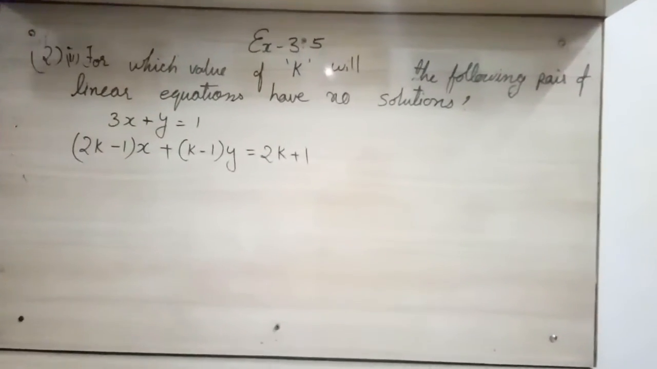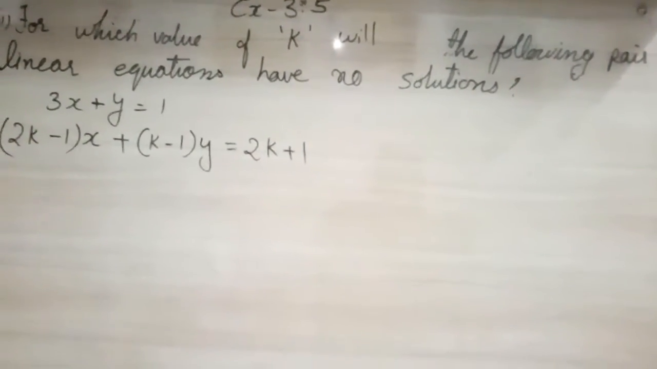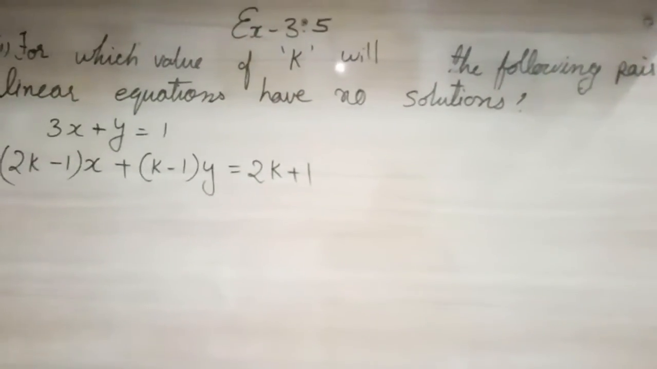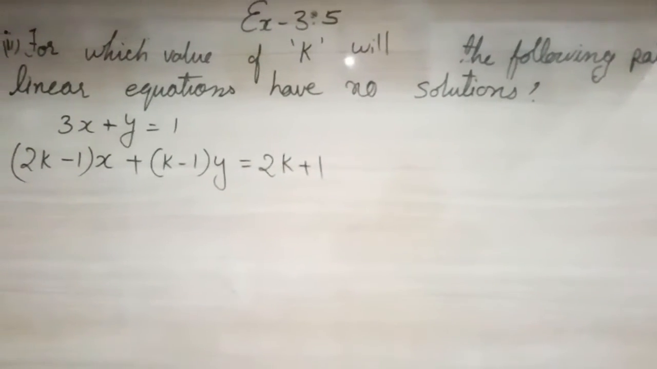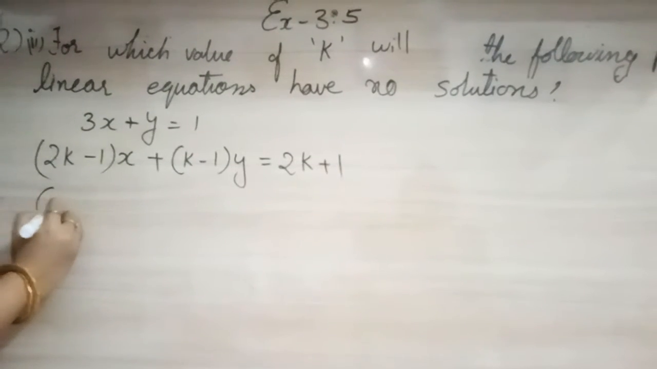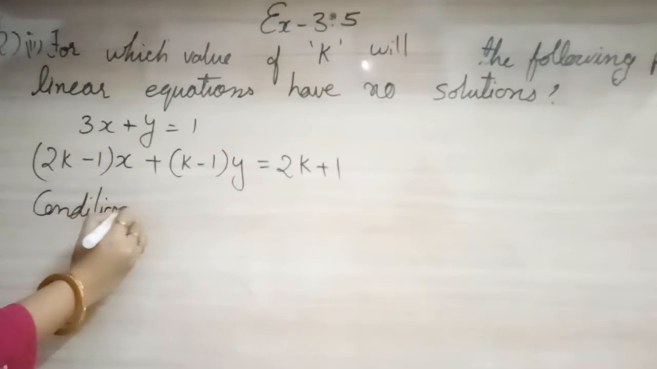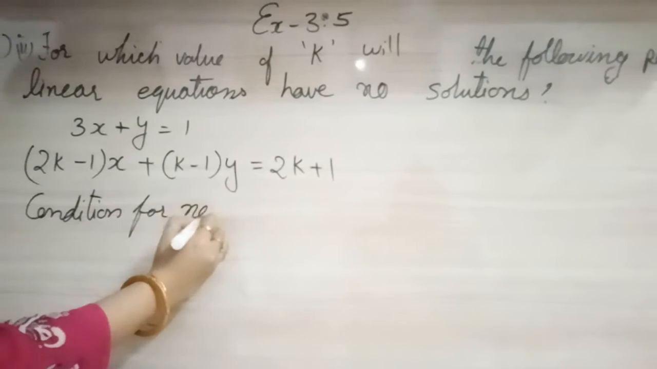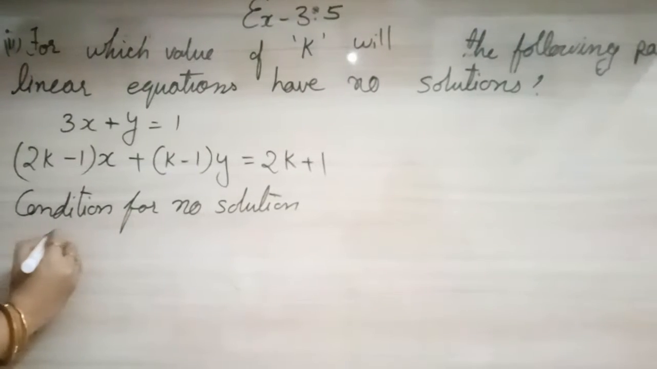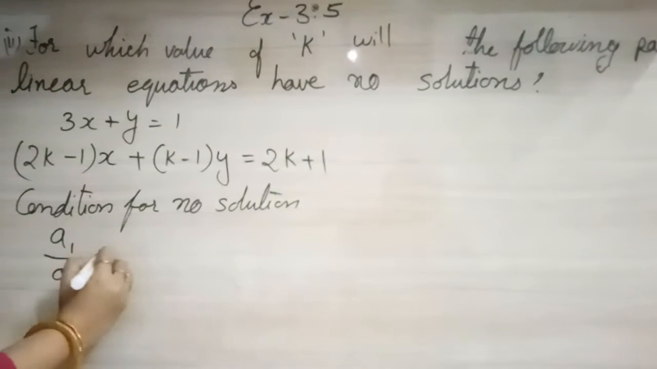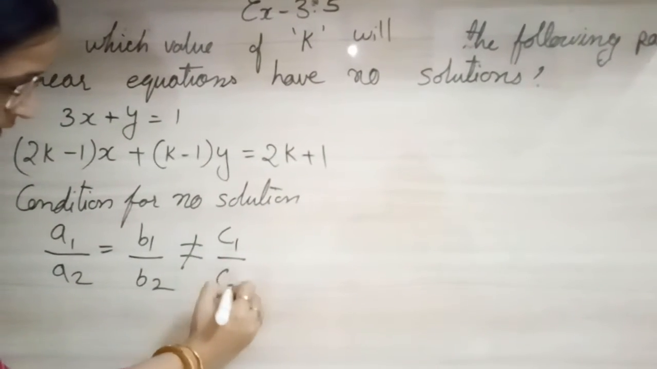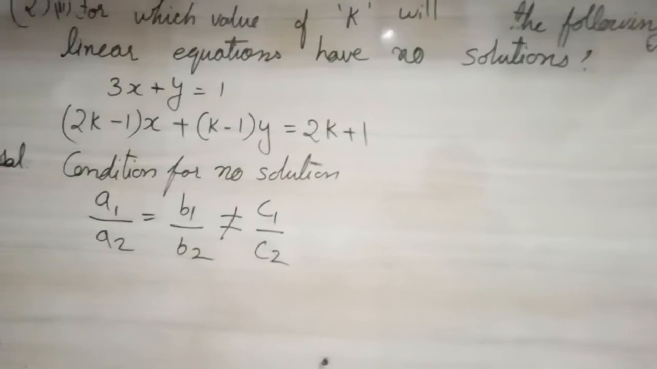Now for which value of k will the following pair of linear equations have no solutions? Here we have to find the value of k, and the condition is that both equations should have no solution. So first we will recall the condition for no solution. Recall, you already know that a1 upon a2 is equal to b1 upon b2 should not be equal to c1 upon c2. This is the condition for no solution.